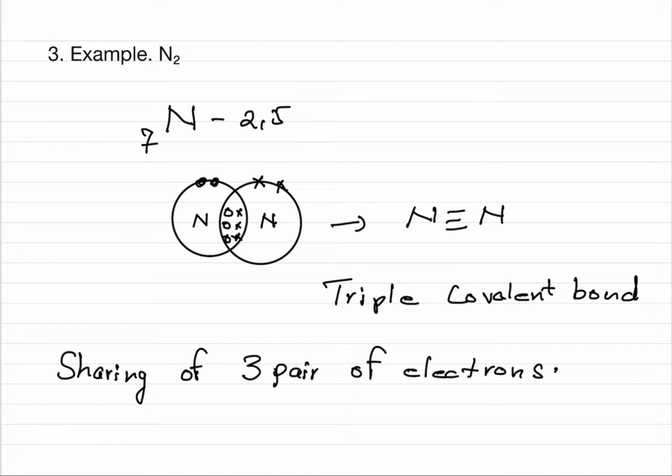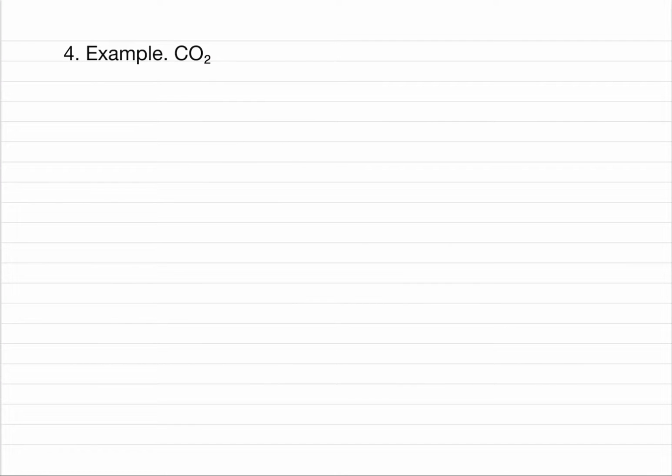Let's move on to the fourth example. Now this molecule is carbon dioxide. Carbon has an atomic number of 6, so its electronic configuration will be 2 and 4, and oxygen has an atomic number of 8, so its electronic configuration will be 2 and 6. Now let us draw the structure of carbon dioxide. The first thing we draw is the carbon, and then there are 2 oxygens.